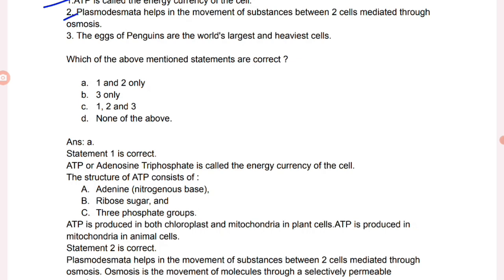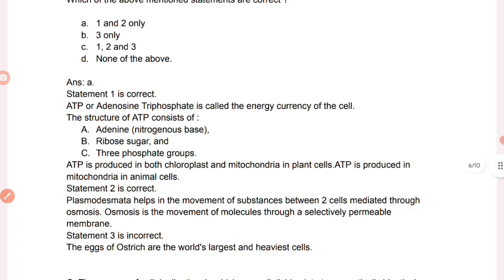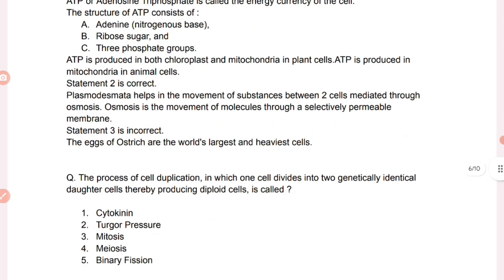The eggs of penguins are the world's largest and heaviest cells. So this is not correct. The eggs of ostrich are the world's largest and heaviest cells. Okay, so only statement 1 and 2 is correct.